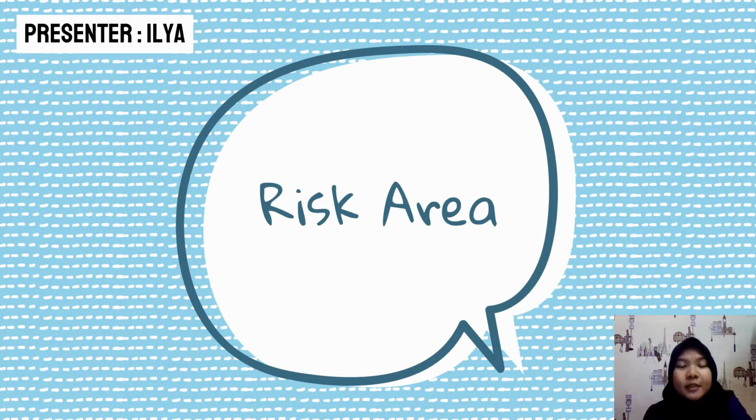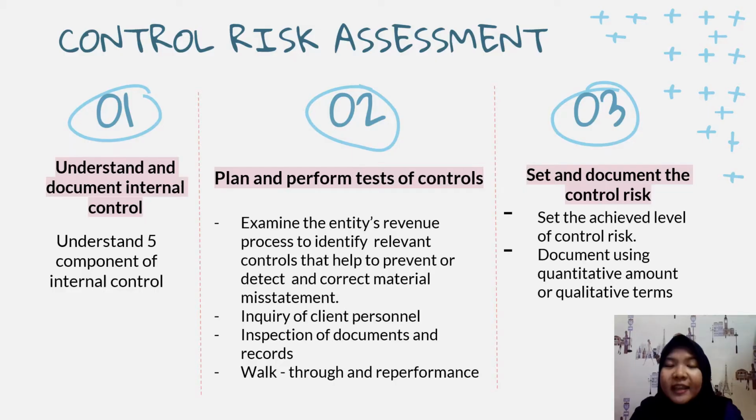There are two types of risk in the revenue process, which are control risk assessment and inherent risk assessment. In control risk assessment, there are three major steps in setting the risk for the revenue process. First is to understand and document internal control. The auditor needs to understand the five components of internal control. The components are control environment, entity's risk assessment process, control activities, information system and communication, and lastly monitoring of control.